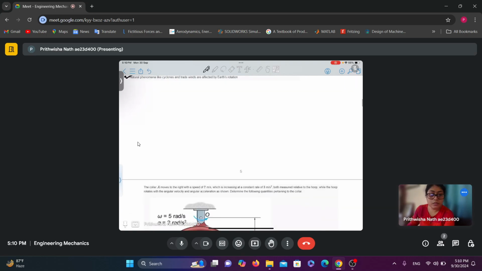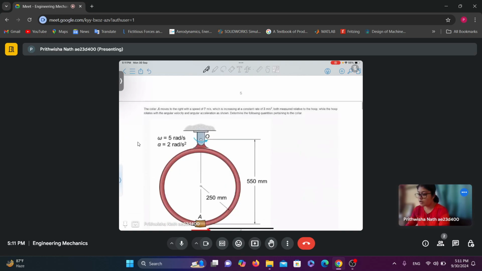Now, moving on to the next problem. The collar A moves to the right with speed of 7 meter per second, which is increasing at constant rate of 3 meter per second square, both measured relative to the hoop, while the hoop rotates with angular velocity and angular acceleration as shown. Determine the following quantities pertaining to the collar.